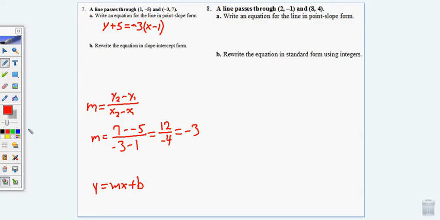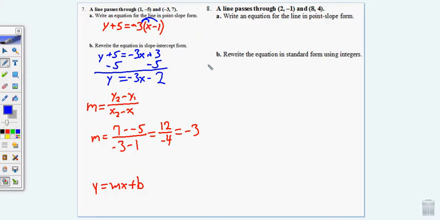To get rid of parentheses, we have to distribute. So we have y plus 5 equals -3 times x, which is -3x, and then -3 times 1, which is +3. Negative times a negative is positive. Now, we still don't have y by itself. We still have to get rid of this +5, so let's subtract 5 from both sides. That gives us y equals -3x, which is our slope, and that makes sense. Our y-intercept would be a -2. There we go. This is point slope form and this is slope-intercept form. We have both of them, so we're done with that problem.